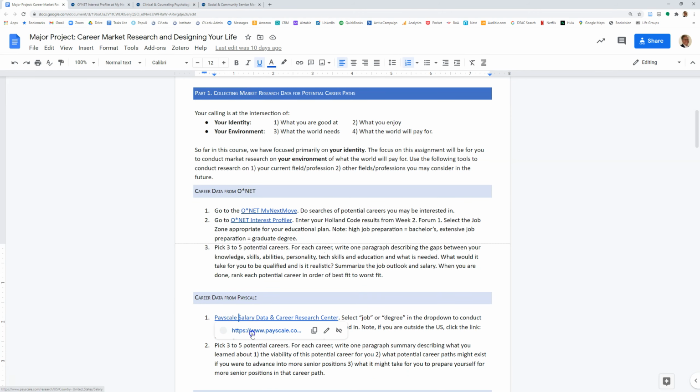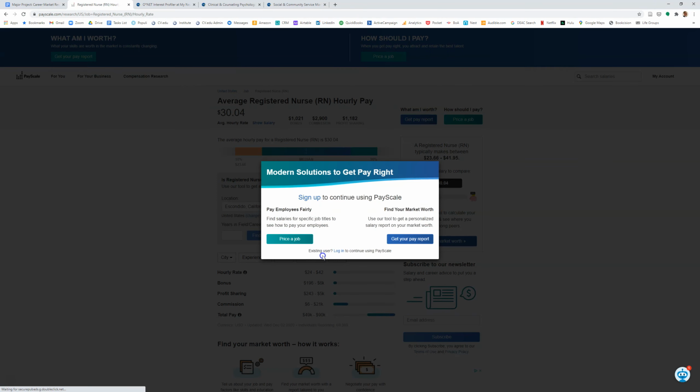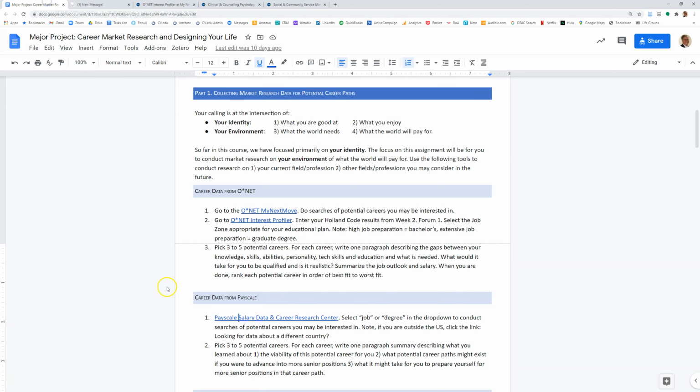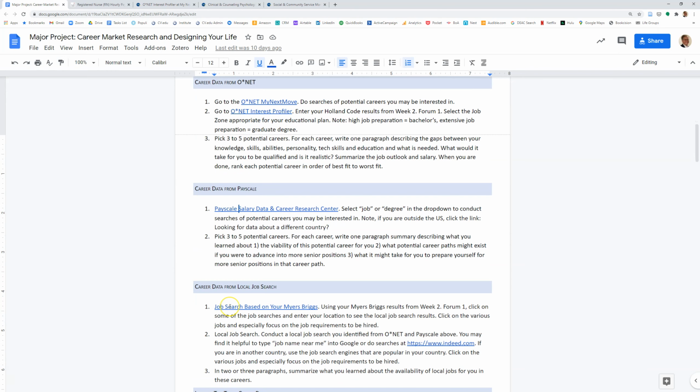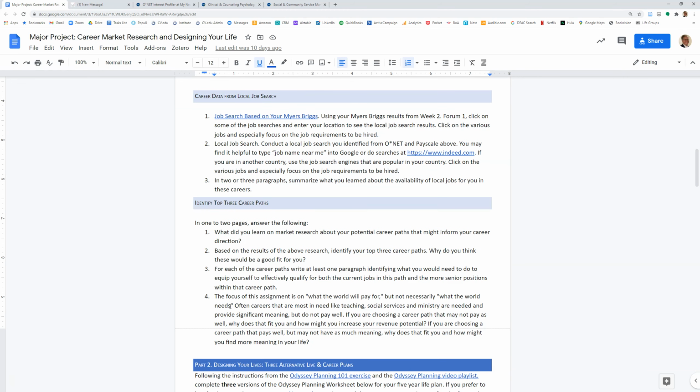The next one is PayScale. PayScale is basically market research data in various fields. So if you wanted to find what registered nurses make, you can go there and get more information. And then we also want you to do a local job search, and out of that, identify your top 3 potential career paths. So this is more of a data-driven, market-driven analysis.